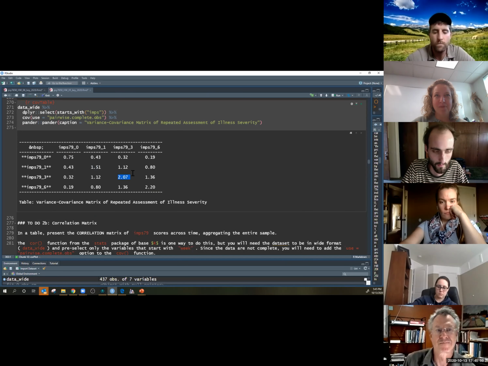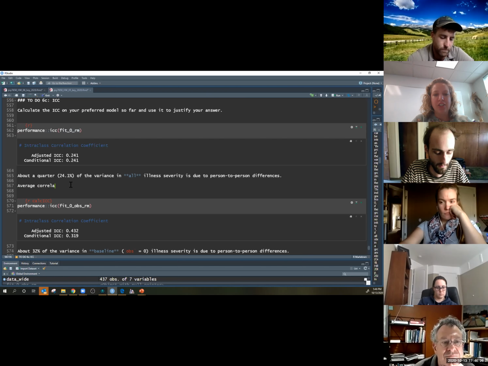The average of all those correlations is the ICC. So down here, that's another way you can think of this. This is the correlation, the ICC, run on the model with no time in it. So we could think of it as the average correlation between repeated measurements made on the same subject, which is about R equals 0.24.